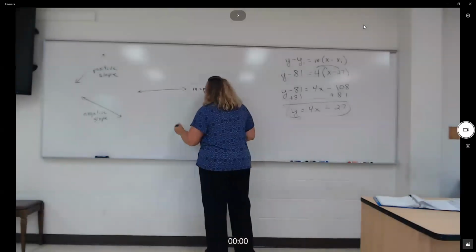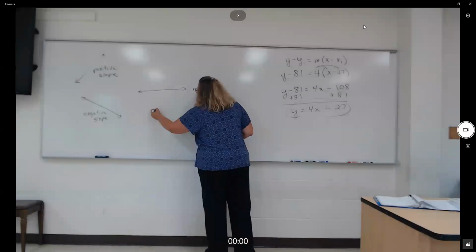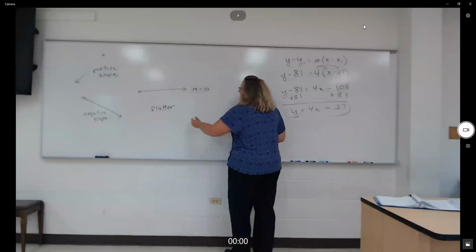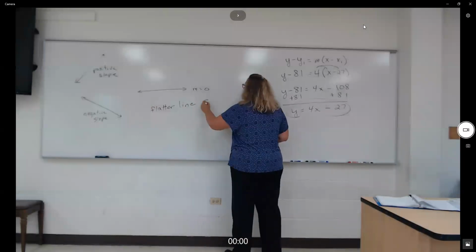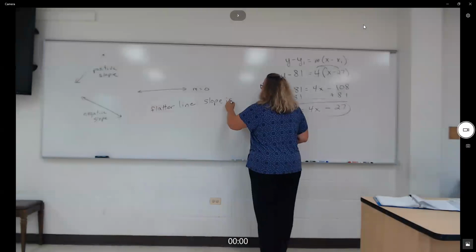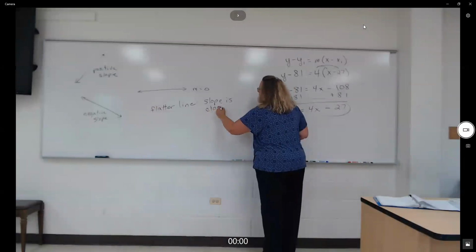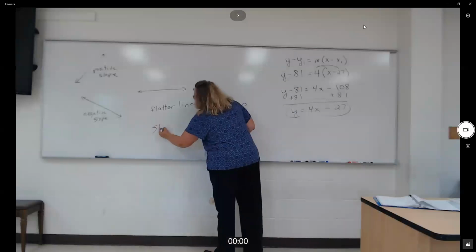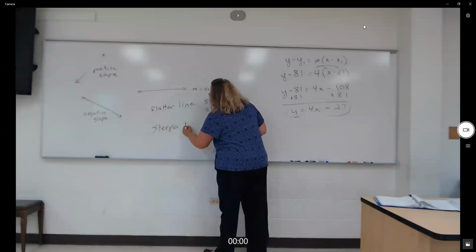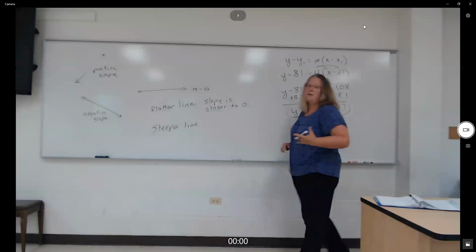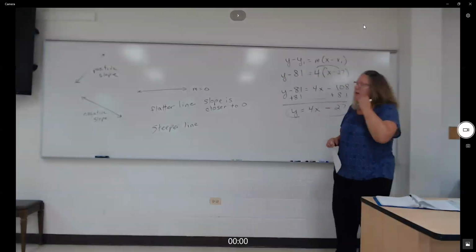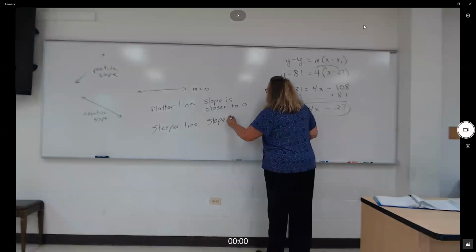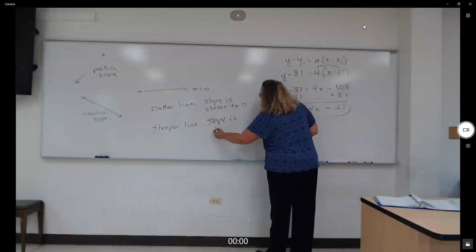If it's not very steep, a flatter line, for lack of a better word, has a slope closer to 0. A steeper line has a big slope, a big value. Slope is large, and I'm literally meaning the number.